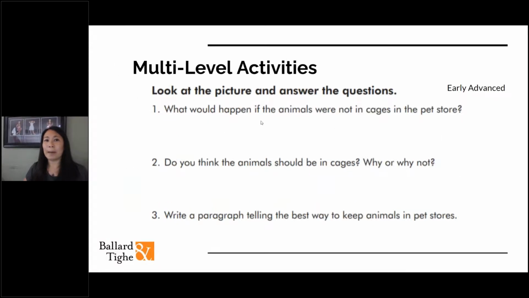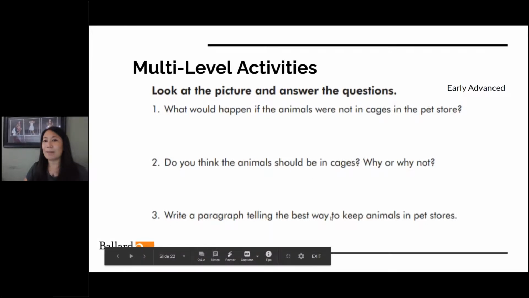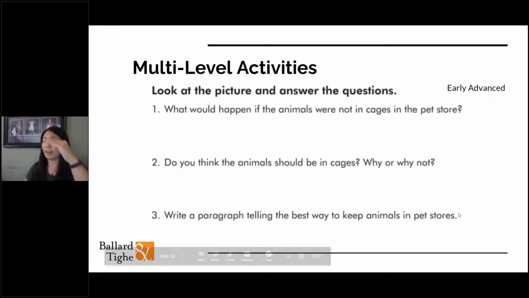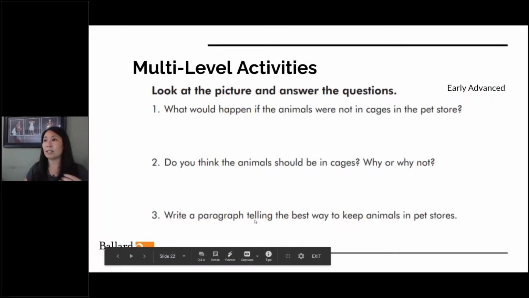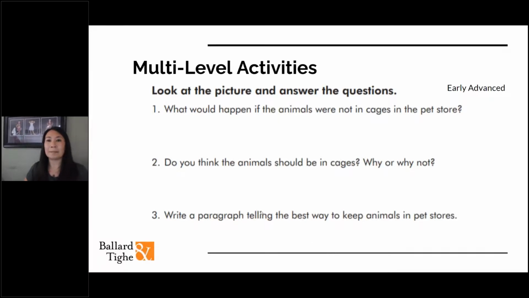Early advanced, what would happen if the animals were not in cages in the pet store, right? So you would have to guess, hypothesize. Do you think the animals should be in cages? Why or why not? So you're going to get a little bit more of an expository type of response, or a persuasive, right? Write a paragraph telling the best way to keep animals in pet stores. So this is more expository in nature. So as you move up to different levels, you're going to have them do more language, higher order thinking skills, as well as longer responses in speaking and writing and listening, right?